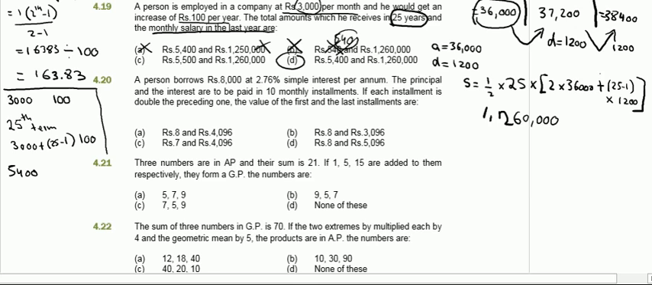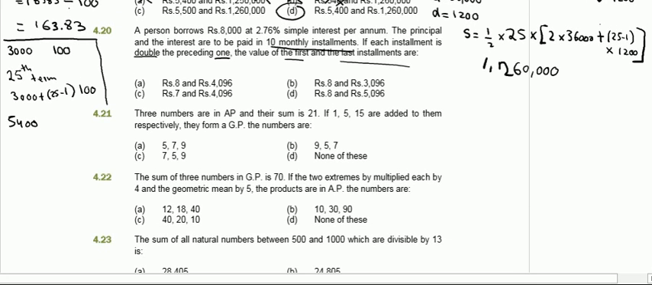4.20 says that a person borrows 8,000 rupees at 2.76% simple interest per annum. The principal and the interest are to be paid in 10 monthly installments. If each installment is double the preceding one, the value of the first and the last installments are: a person borrows 8,000 at 2.76% simple interest per annum. The borrowings are at a interest rate. The principal and the interest are to be paid in 10 monthly installments.